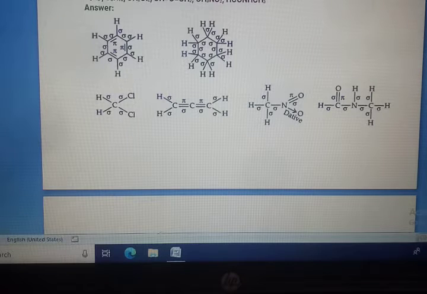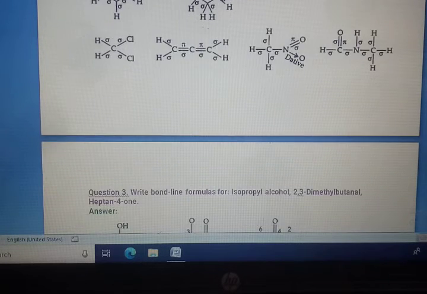Next structure you can see, CH3CONHCH3. So C=O means double bond, 1 sigma 1 pi. In hydrogen 1 sigma, in nitrogen 1 sigma. Nitrogen will have 3 sigma bonds, 2 with carbon and 1 with hydrogen, and here the methyl group CH3, 1 attached with the nitrogen atom, has 4 sigma bonds. Right? Now we are moving towards the next question, question number 3.